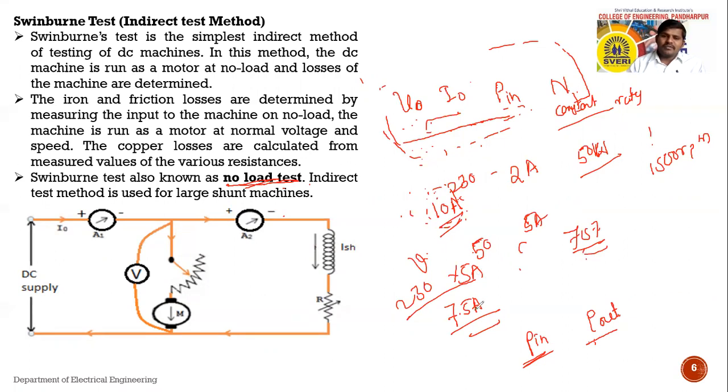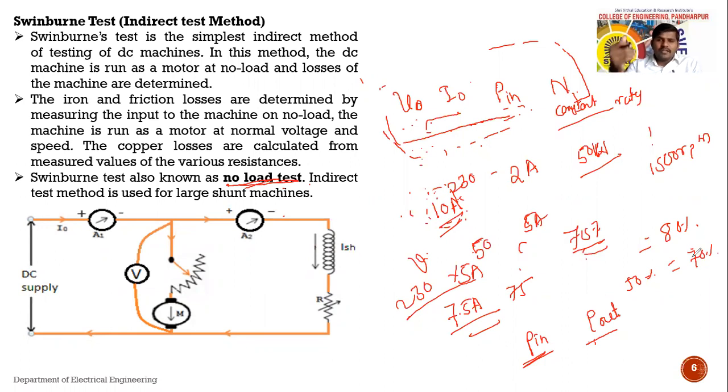That means suppose at 75% load the motor gives 80% efficiency. At 50% load, the motor gives 70% efficiency. Like that we are assuming the load and we are calculating the efficiency. So we are not putting direct load on the machine or the motor.